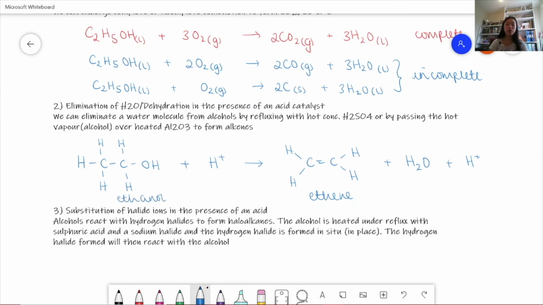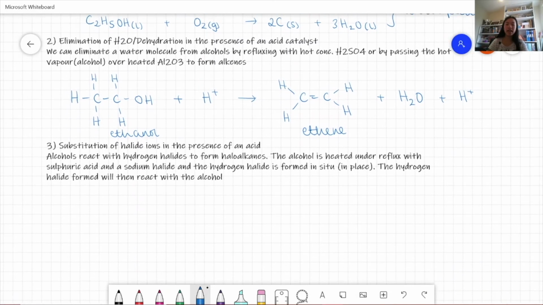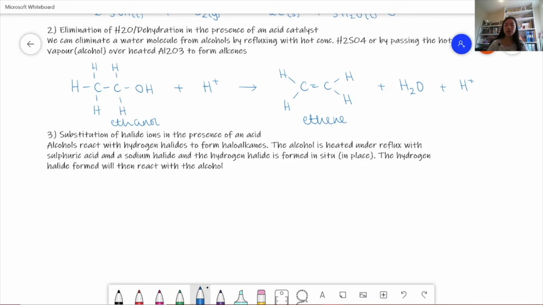And now the third reaction we need to look at is the substitution of halide ions in the presence of an acid. So alcohols react with hydrogen halides to form haloalkanes, and the alcohol is heated under reflux with sulfuric acid and a sodium halide, and that's how we form the hydrogen halide. And then this hydrogen halide then reacts with the alcohol to form the haloalkane.